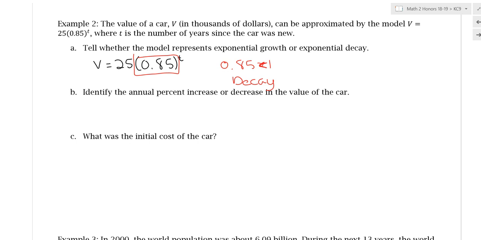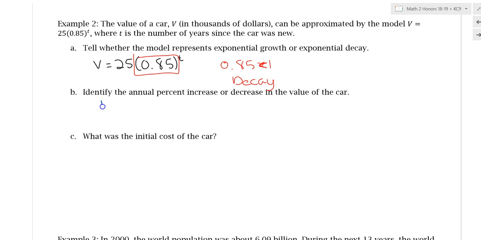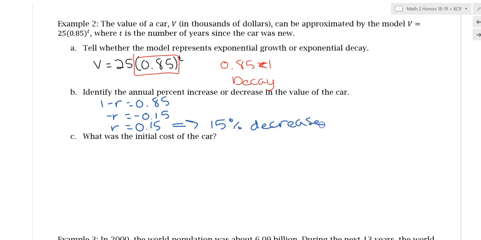Identify the annual percent increase or decrease. Okay, so it's decay, so 1 minus r equals 0.85. I'm going to subtract 1, so I get negative r equals negative 0.15. Divide by negative 1, so r equals 0.15. This is a 15% decrease in the value of this car each year.